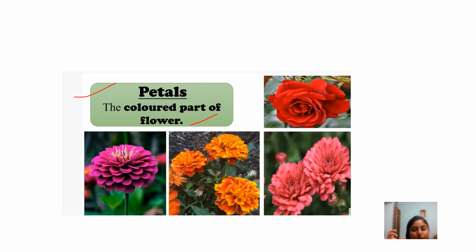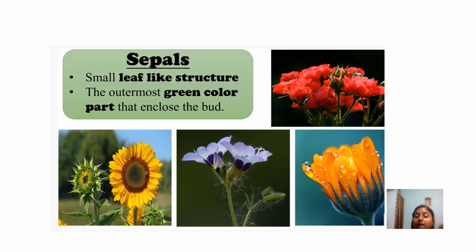We all know petals come in different colors. See, in this there is pink, yellow, red. There are varieties of flowers in our surroundings, in nature. That is called petal. Petal is the colorful part.